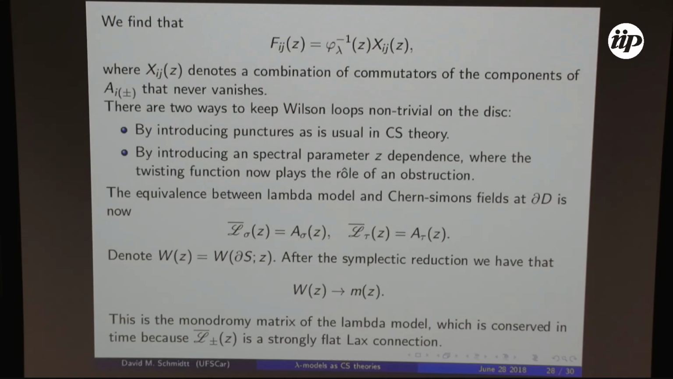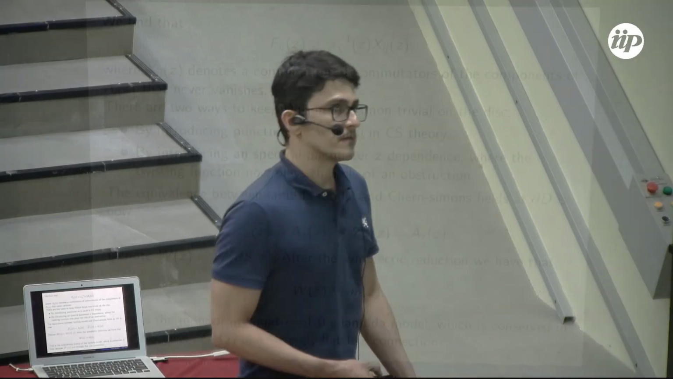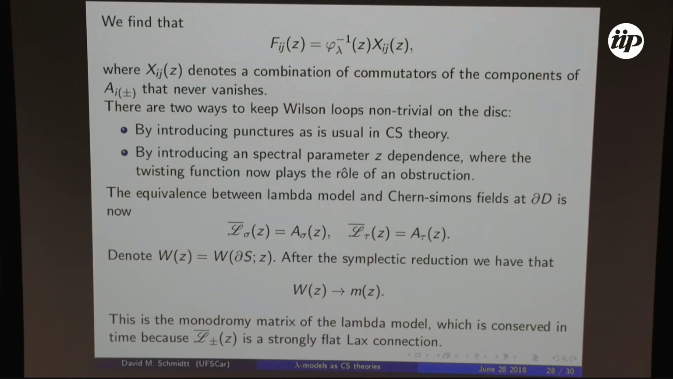So we cannot cancel. The loops are not independent of the path. They depend on the inverse of the twisting function. So the Wilson loop is only flat on the poles. The X is a combination of commutators that never vanishes. So there are two ways to consider Wilson loops non-trivial on the disk: by introducing punctures, which is the usual strategy, in the sense that the gauge field is flat everywhere except at some points, or by introducing this spectral parameter, in which the twisting function plays the role of the obstruction.